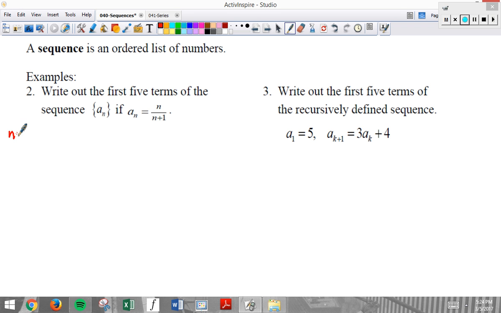So we think about n equals 1. The first term, a sub 1. We plug in 1 everywhere I see n. 1 over 1 plus 1, or 1/2. The second term, n equals 2. Replace 2 everywhere I see an n.